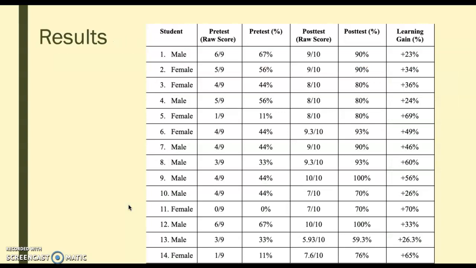This slide shows the results of the students that had parent approval. These students were all from hybrid classes, whether they were hybrid A or hybrid B. Each student had a positive learning gain from their pre-test score to their post-test score. The largest learning gain was a 70% increase from a female, that was student 11.